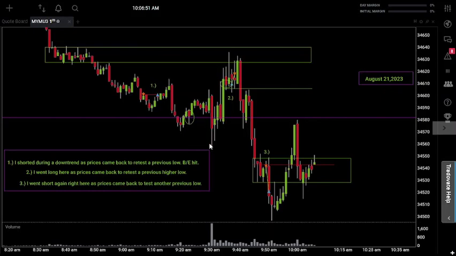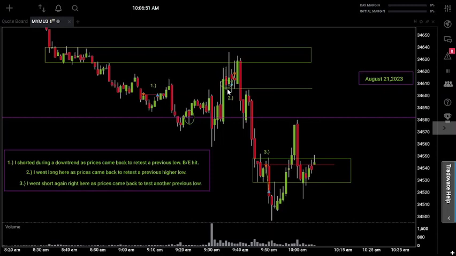Now they did wick past it a little bit, but if you look at where they closed right there on that level, and then from that point forward we see prices move up, create another higher low that actually kind of lined up with that ellipse that we drew from earlier, and then we see prices continue as the market starts to open at 9:30.